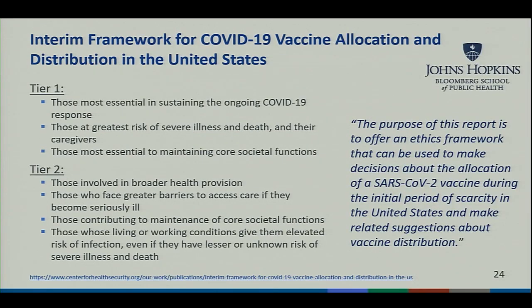And in that vein, authors at the Johns Hopkins Bloomberg School of Public Health recently released an interim framework for COVID-19 vaccine allocation and distribution in the United States. I'd like to specifically call out that Tier 1 groups within their framework are described as those most essential in sustaining the ongoing COVID-19 response, those at increased risk for severe illness and death, plus their caregivers, and those most essential to maintain core society functions. The work group will be considering this framework as well as that which is forthcoming from the National Academy of Sciences, Engineering, and Medicine. Next slide.